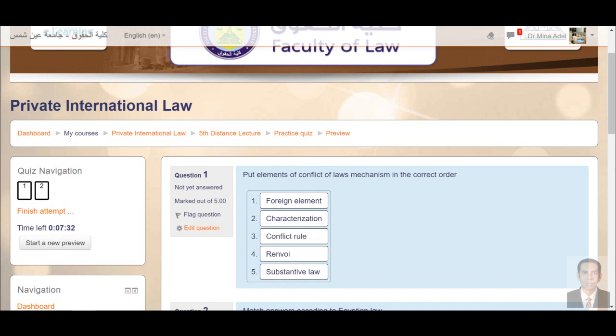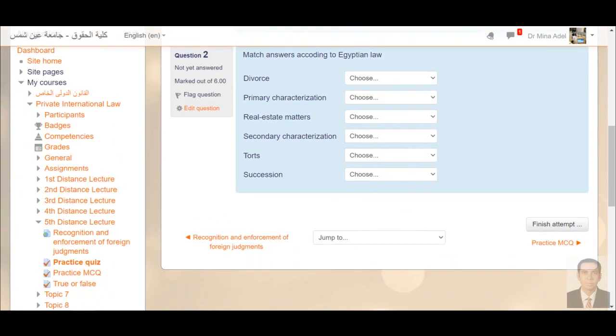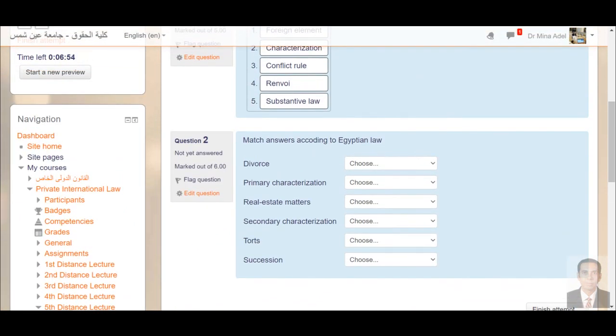Then we have renvoi, which will come after. If we have legal systems that adopt renvoi, we will have renvoi after the conflict rule, because maybe we can apply a foreign conflict rule. And finally we apply a substantive law which will resolve the case. So this is the order, the answer to the first question, and I will show you the results at the end. Then we have the second question, where we have to match the answers according to Egyptian law.